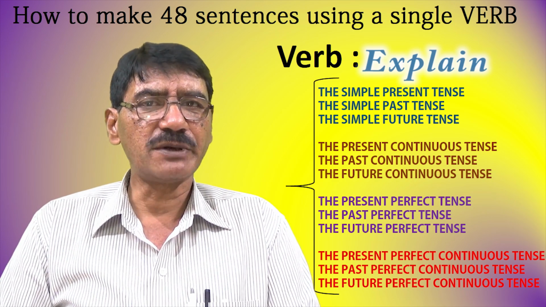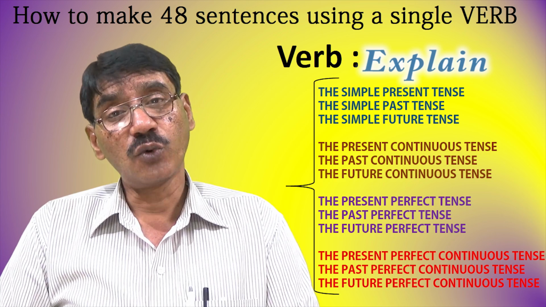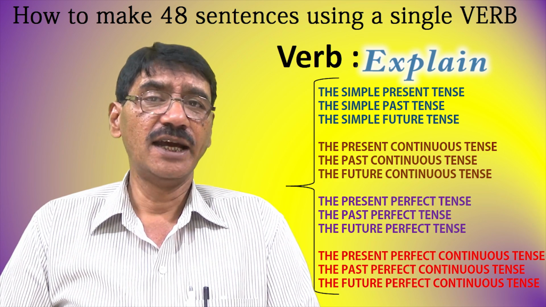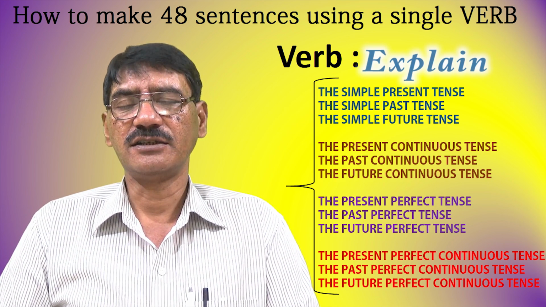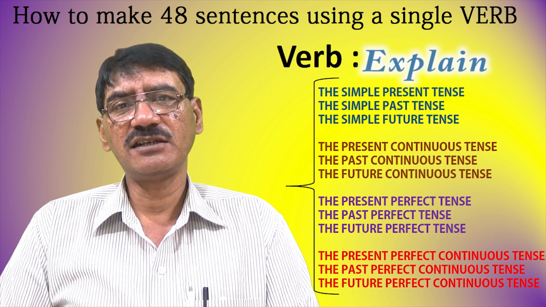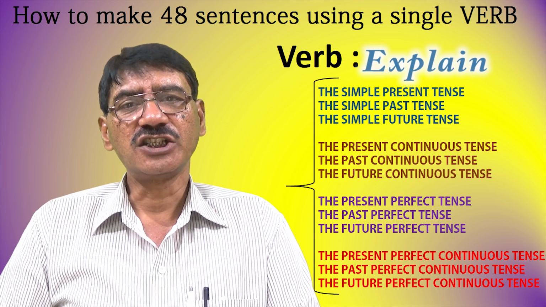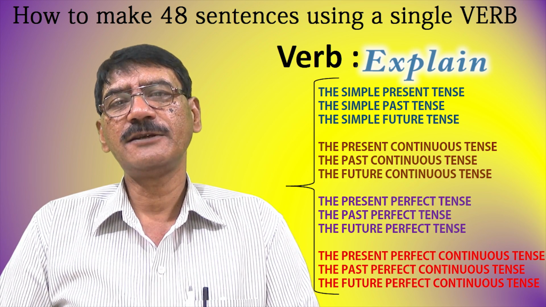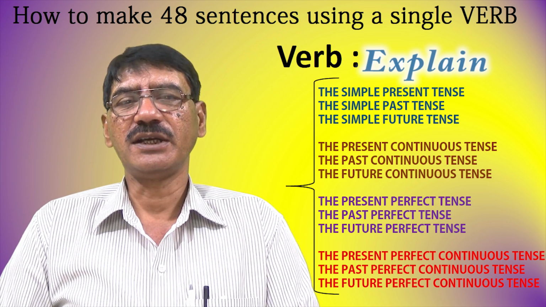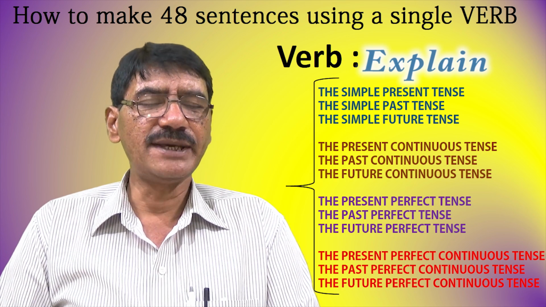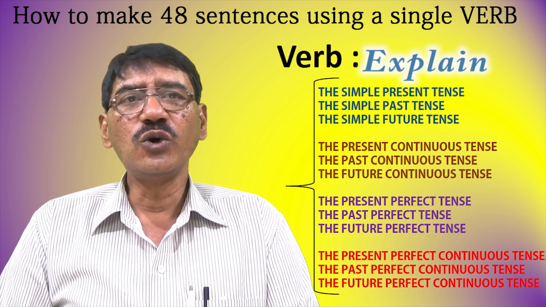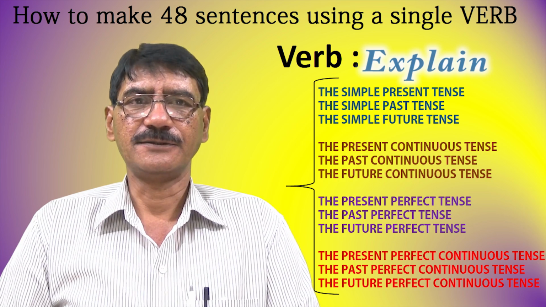Isn't she explaining clearly? She was explaining clearly. She wasn't explaining clearly. Was she explaining clearly? Wasn't she explaining clearly? She will be explaining clearly. She won't be explaining clearly. Will she be explaining clearly? Won't she be explaining clearly?